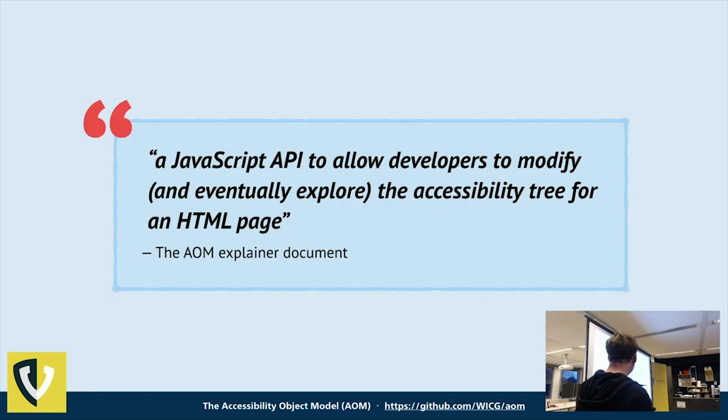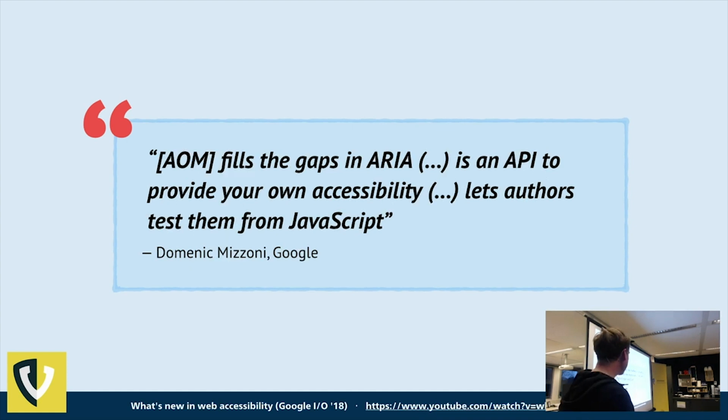So the AOM is a JavaScript API that lets developers access all the accessibility information. So what you've seen is when you change your markup or you do stuff in the markup, it creates stuff in the accessibility tree. You can look at that in your DevTools, but what would be more awesome is if you can actually do this through JavaScript. That's kind of what AOM wants to do. It wants to fill gaps in ARIA, and it wants to let you provide your own accessibility as well. And it lets you test them from JavaScript as well.